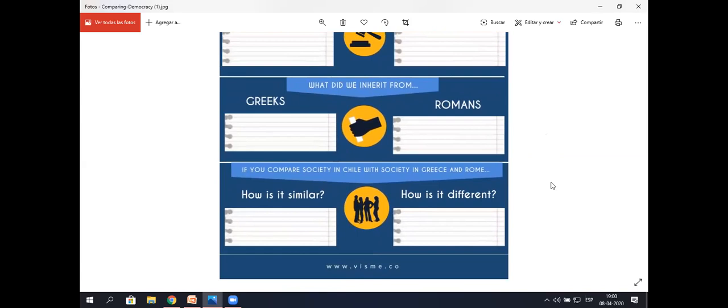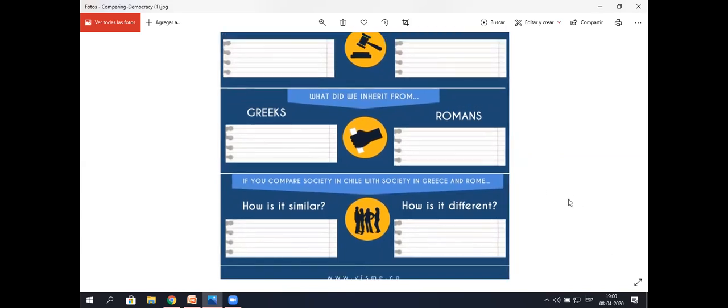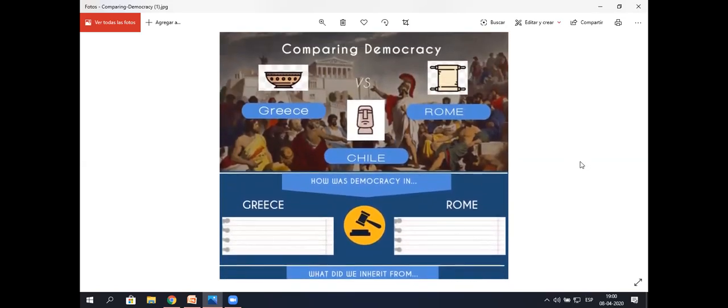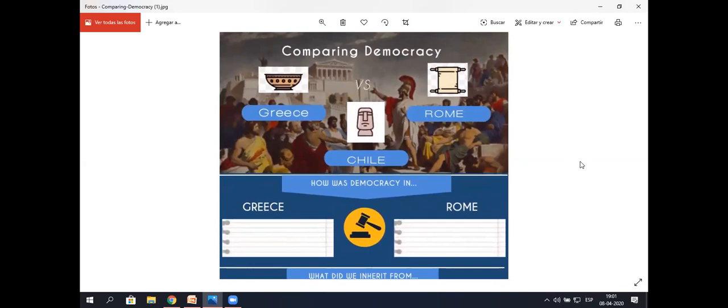And 3, if you compare society in Chile with society in Greece and Rome, how is it similar? How is it different? So you have to work with these questions with the presentation, okay? Remember that we are talking about societies, democracy, and politics, okay? So if you have to review the PowerPoint again, you can do it, okay?